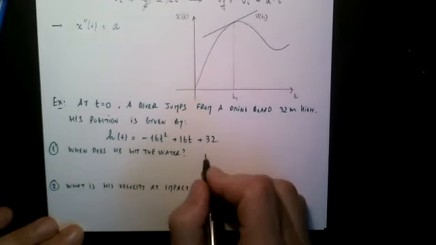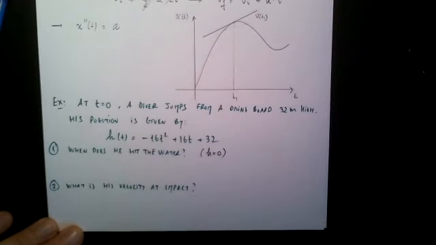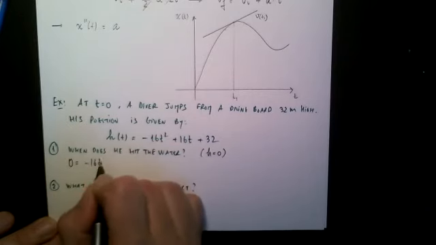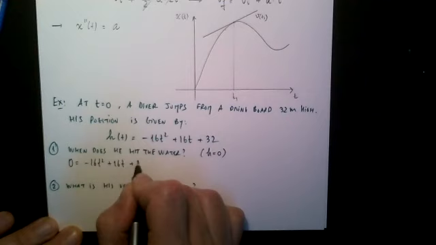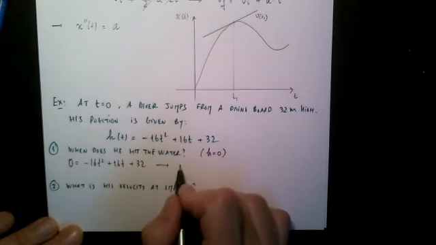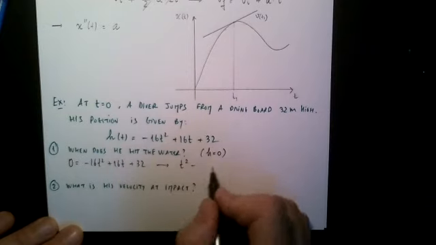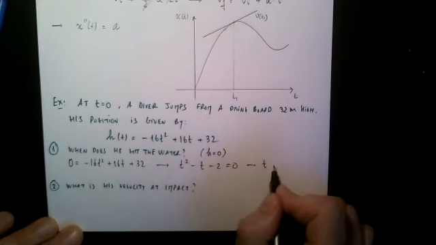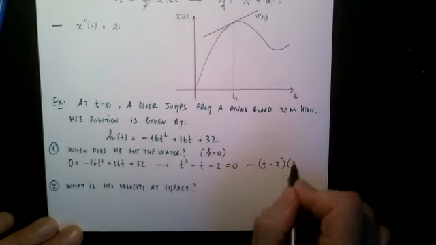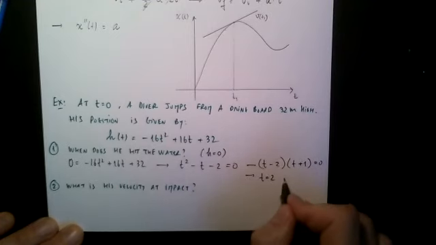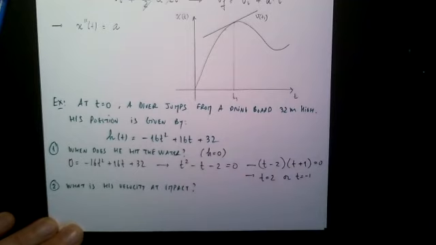So when does he hit the water? Like you said very well, h is equal to 0, when he's on the floor. So I need to solve a simple quadratic equation. 0 is equal to negative 16t^2 plus 16t plus 32. Send everything to the left, divide everything by 16. So I get t^2 minus t minus 2 is equal to 0, and therefore (t minus 2) times (t plus 1) is equal to 0. So either t is 2 or t is negative 1.